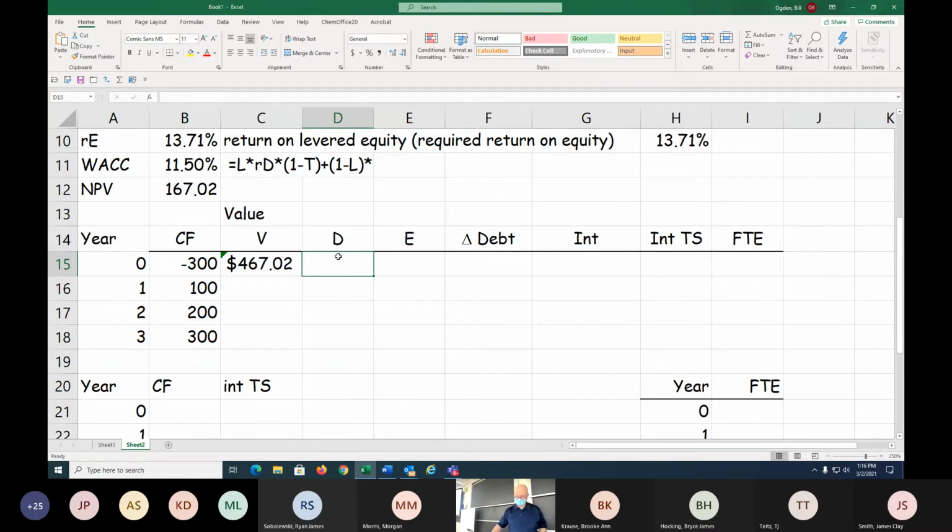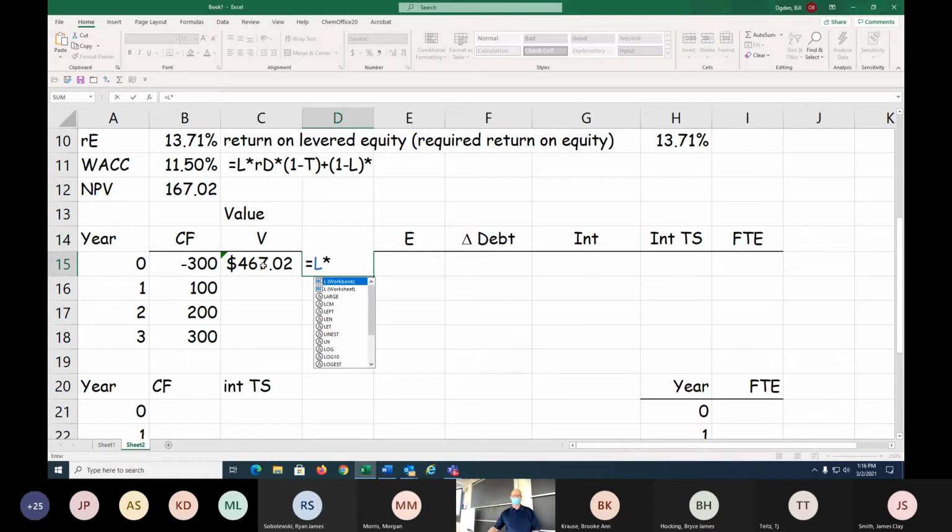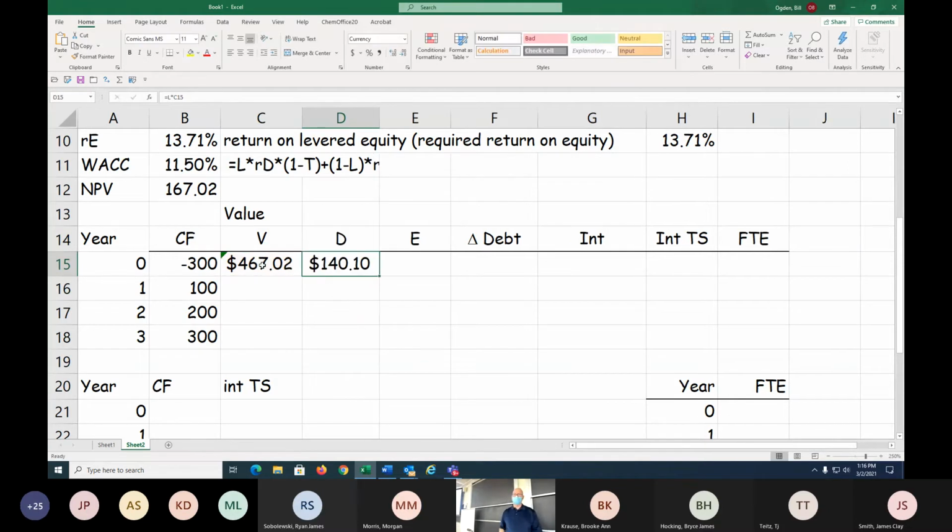So let's do it. Debt equals L times the value. Okay, so there's the debt.